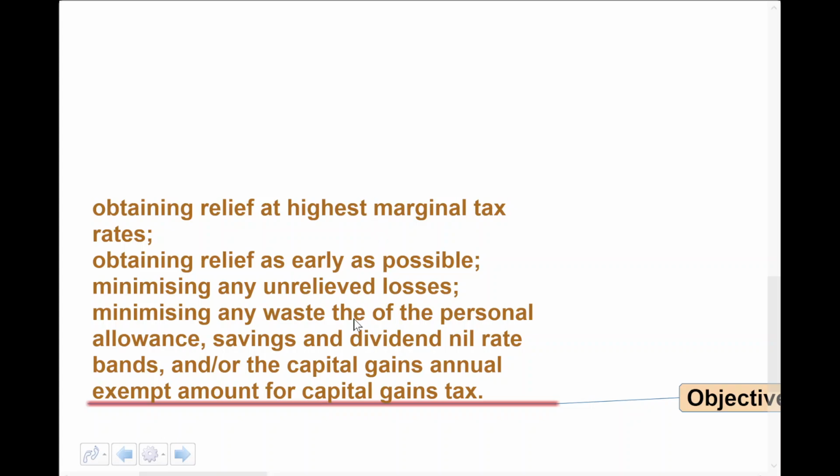Now, can you do all of these in one question? Highly unlikely. So if we get any form of question, whether it's short form, but more likely long form, where it sort of suggests that we need some narrative in relation to good options, these are the rules that should be in play, but you'll be unable to do all of them. If you relieve at the highest marginal rate, you might waste a personal allowance. If you obtain relief as early as possible, you might not be relieving at the highest marginal rate. So watch for these. These are our objectives within the area of loss reliefs for individuals.